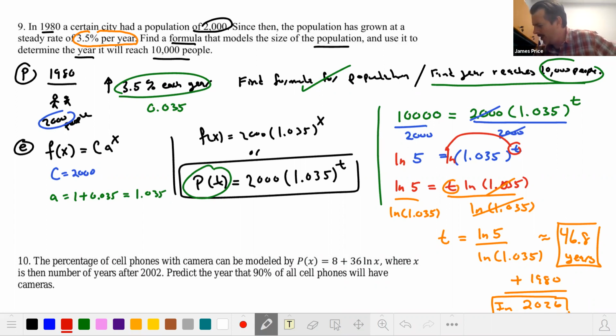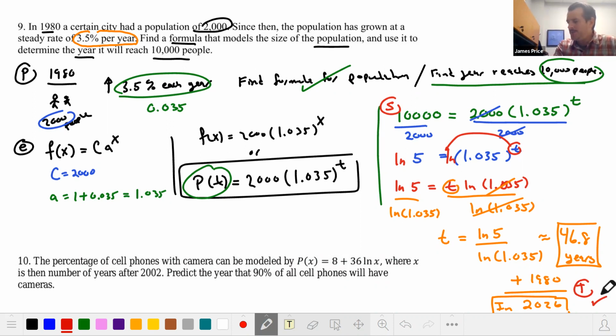Now I'm solving here. And then the testing part is, does it seem to be true? Does that work for you? It makes sense to me. If it was negative, I'd say there's something wrong. If it was too far out in the future or too soon, it might be wrong. Like I said, in 1 year, that'd be kind of strange: 2,000 growing to 10,000 in 1 year with 3.5% growth. That doesn't seem right. So testing is just, does it make sense or not?